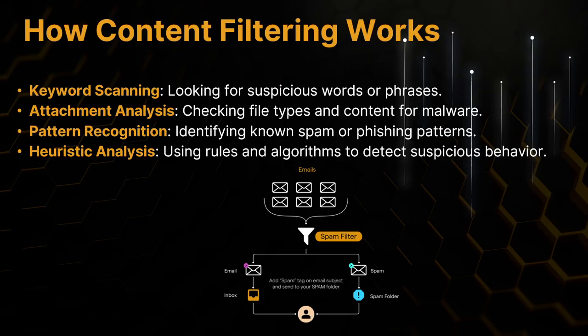So how does content filtering work? Content filtering uses a few key techniques. Keyword scanning searches for red flags within the email text, and attachment analysis looks at the files attached to the email. Pattern recognition identifies emails that look like spam or phishing. Heuristic analysis is a more advanced method that uses rules to identify suspicious activity, even if it is not a known threat.